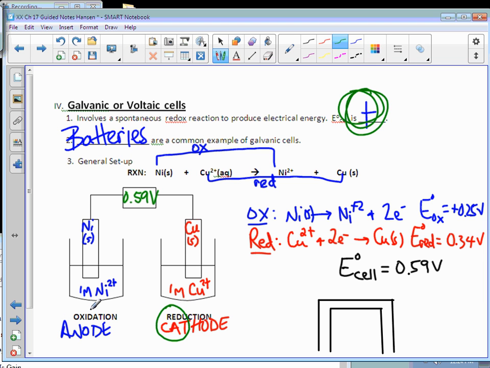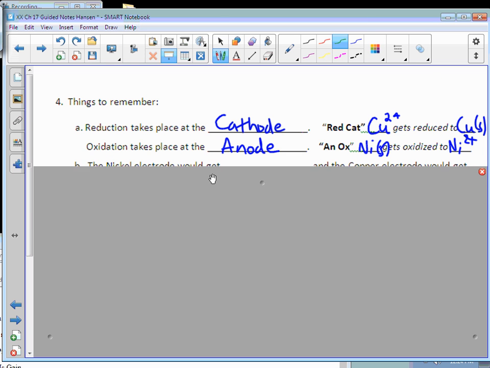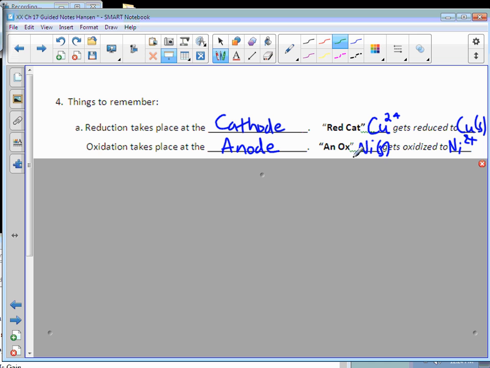And then on the other side, we call it the anode. So I just remember an ox, right? The vowels go together, and a red cat. Okay, so that's the first detail. So in this case, for the cathode, the copper 2 plus is gaining electrons to produce copper metal. Oxidation takes place at the anode, so an ox. All right, the nickel metal is being oxidized, is losing electrons to produce nickel 2 plus. So that's in a nutshell the two half reactions.